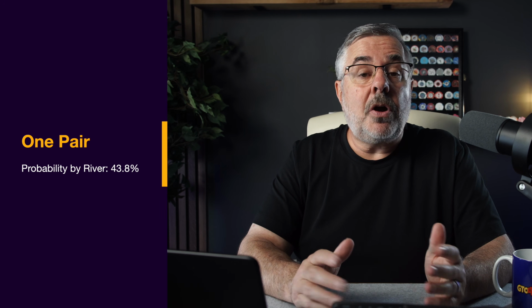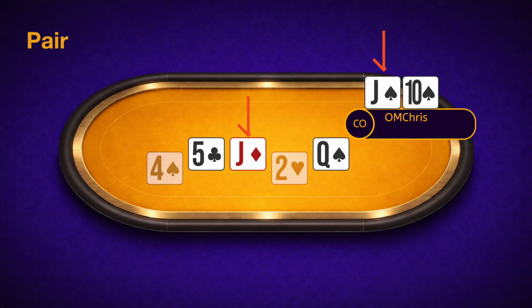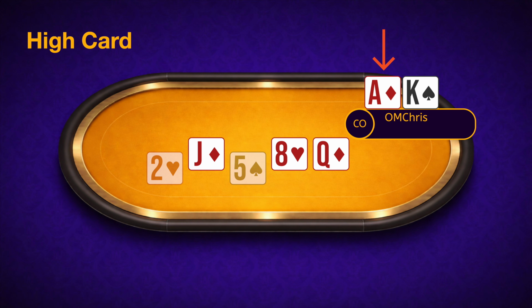1 pair is simply 2 cards of the same rank. For example, 2 jacks. This is the most common made hand in poker. If nobody has a pair or better, the highest card wins. For example, ace high beats king high. This happens more often than beginners expect, especially when everyone misses the board.